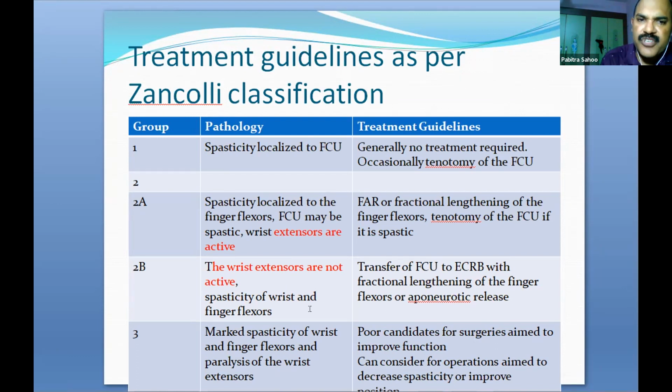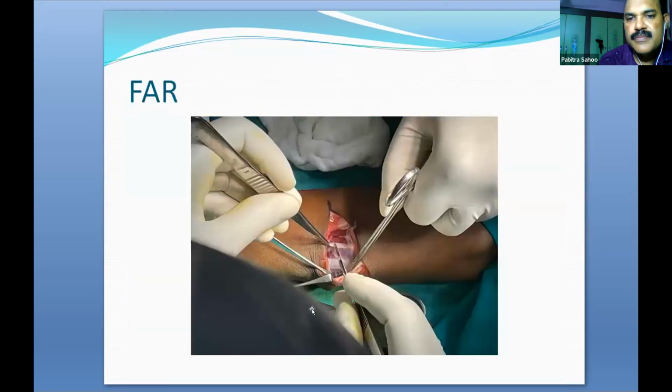And type 3 Zancolli: there is marked spasticity of the wrist and finger flexors and paralysis of the wrist extensors. So even with maximum wrist flexion, the child cannot extend the fingers. That is Zancolli type 3. These are poor candidates for surgeries aimed at improving function. They can be alternatively treated. The treatment is directed only towards reducing spasticity, but these are not ideal candidates for surgical correction.